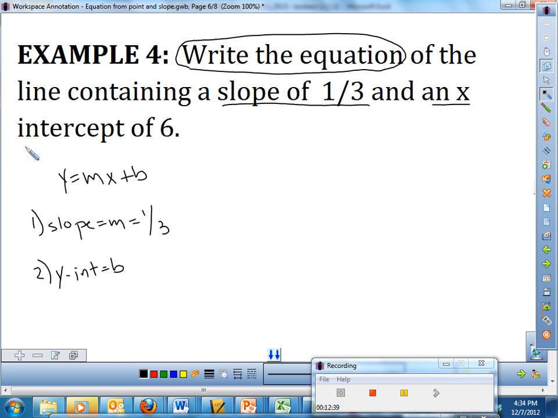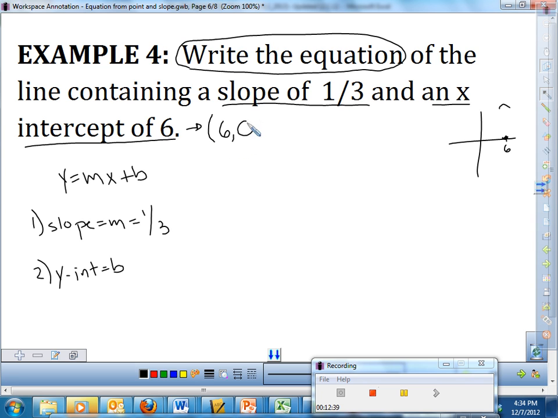Now, in the other examples, we were given a point. In this example, we aren't given a point, but we know something about x-intercepts, and we could make a point from that. If we have an x-intercept of 6, what that means is if this is your graph, and we had an x-intercept of 6, that means that our line would cross the x-axis at 6. And what do we know about a point that crosses at the x-axis? We know that the x value will be 6, but that the y value will be 0. We can use this point that we made to still solve for our b.